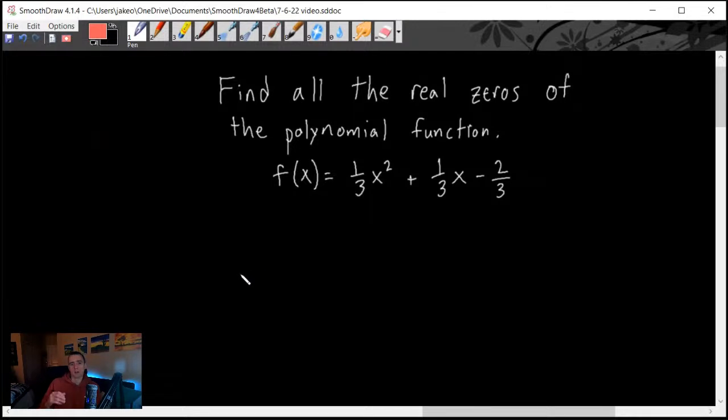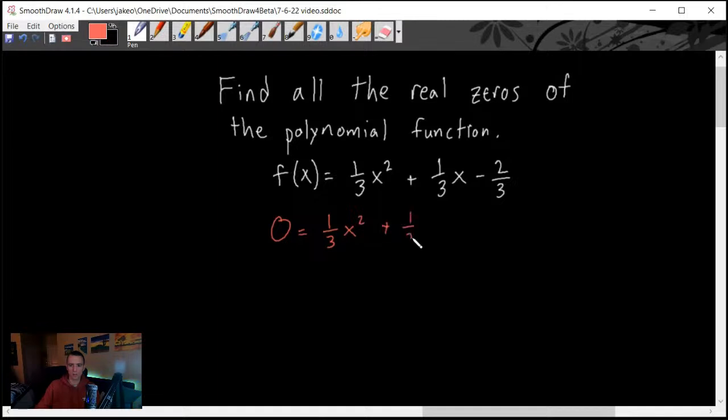All right, so again, find all the real zeros of the polynomial function F of x equals 1/3 x squared plus 1/3 x minus 2/3. So again, as always, when you're trying to find the zeros of a polynomial function, all that really means is take your function, set it equal to 0.